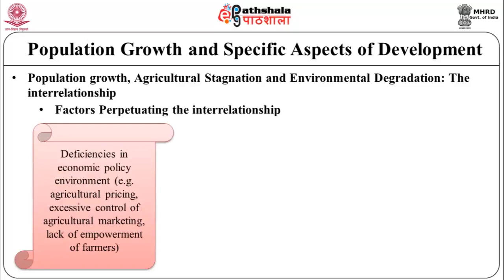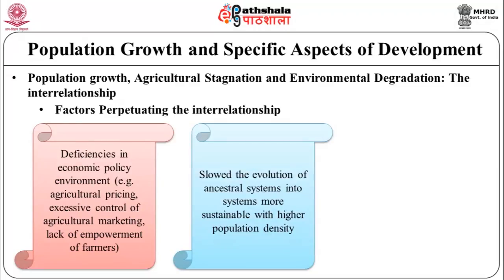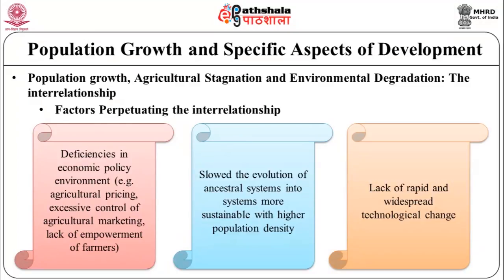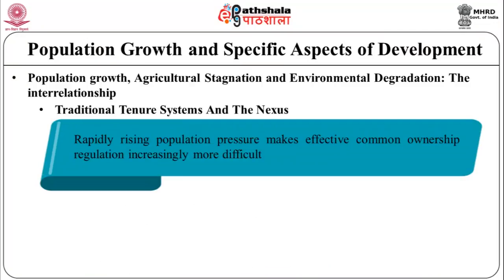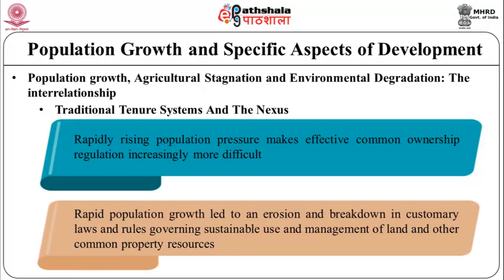Now let us discuss the factors perpetuating the interrelationship. Deficiencies in the economic policy environment, for example, agricultural pricing, excessive control of agricultural marketing, and lack of empowerment of farmers, slowed the evolution of ancestral systems into systems more sustainable with higher population density, along with a lack of rapid and widespread technological change. Now, traditional tenure systems and the nexus. Rapidly rising population pressure makes effective common ownership regulation increasingly difficult. Rapid population growth led to an erosion and breakdown in customary laws and rules governing sustainable use and management of land and other common property resources.